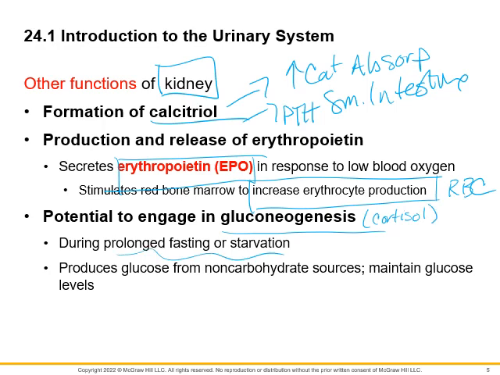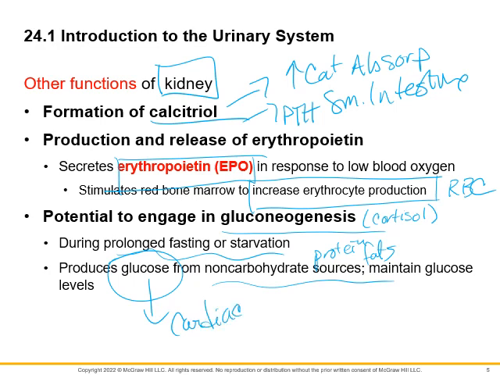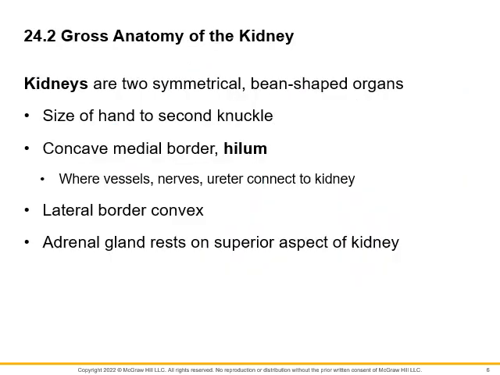Due to prolonged fasting or starvation, the kidneys can also produce glucose from non-carbohydrate sources like proteins and fats. Remember, glucose is required specifically for cardiac muscle and then brain. Both of these really like glucose only.